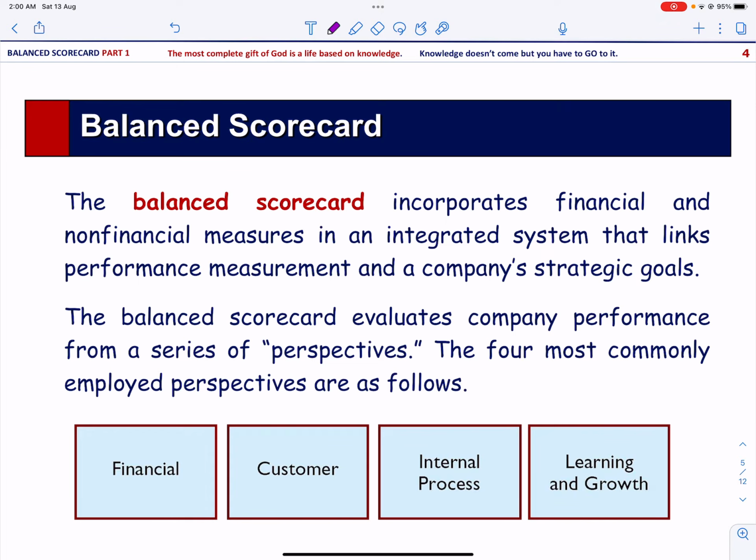Balanced scorecard is a way to measure the company's performance. It helps companies to identify and improve the internal operations. It was developed in the 1990s by Robert Kaplan and David P. Norton.